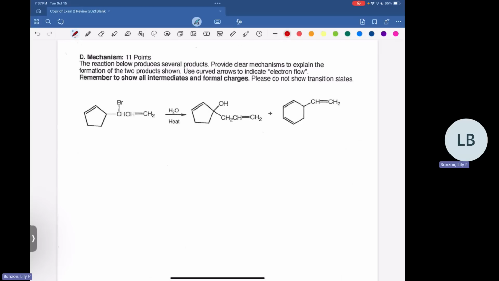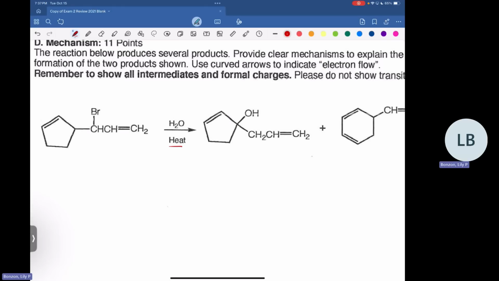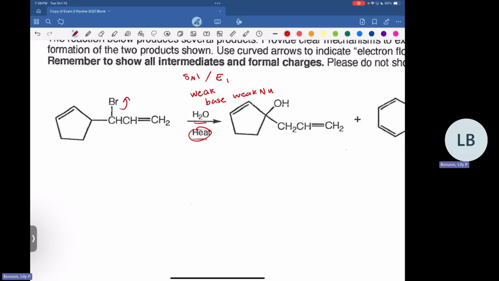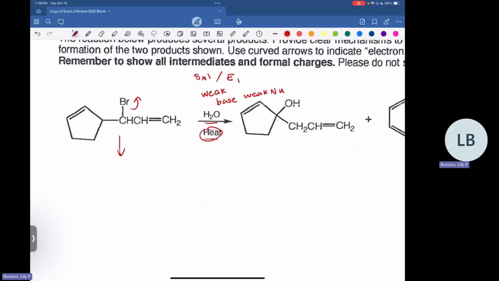Okay. So this again is just going to be some form of SN1, SN2, etc. So we are given H2O and heat. H2O is a weak base, and it's a weak nucleophile. So this is going to be SN1, and then with heat, it's going to be SN1 and a little bit of E1. So our first step for either of these two reactions is the leaving group is going to leave.